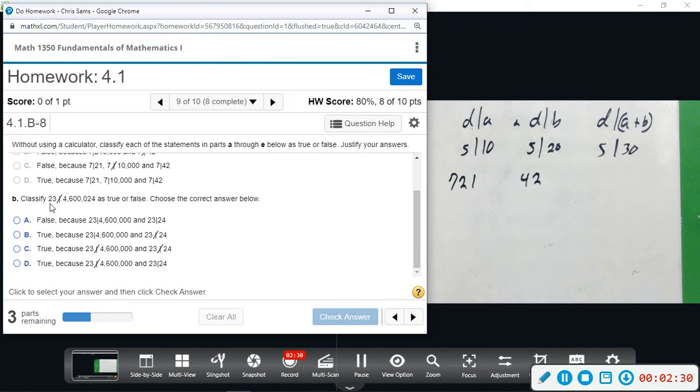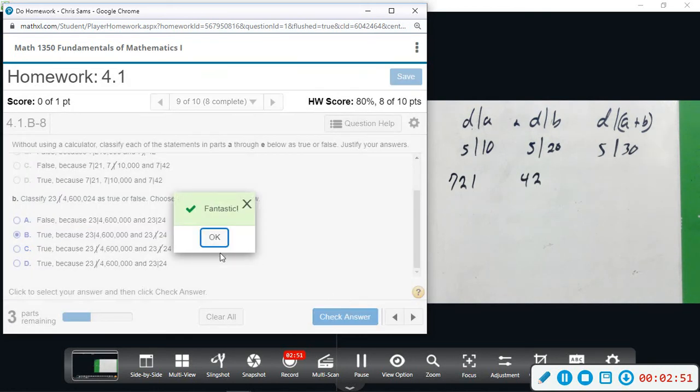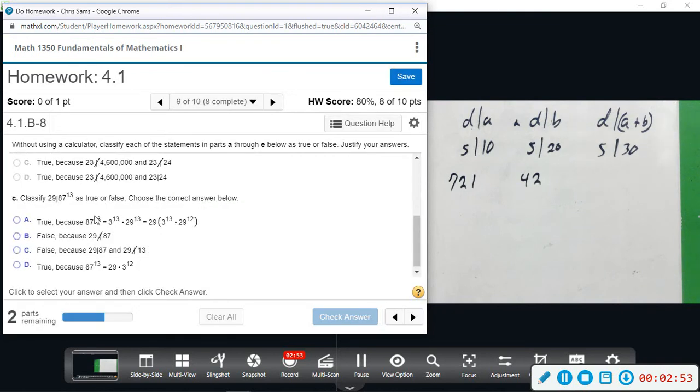And 23 does not divide this number. That is because it will divide the 46, but it will not divide 24. So true, because it does divide this and doesn't divide that. Just doing mental math here.